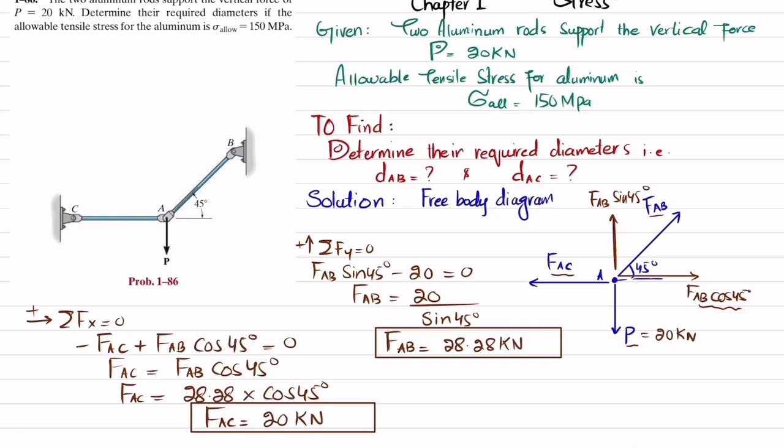Now these are the forces acted upon by this member at point A. This member exerts a force in this direction, and this one exerts a force in this direction. As a result, due to Newton's third law, this load P will cause tensile stresses in these rods. So we'll find this.